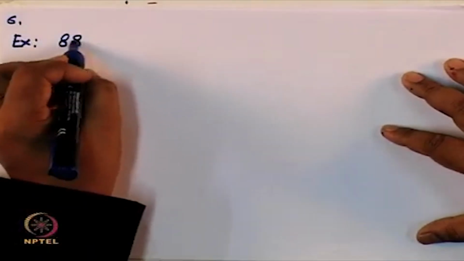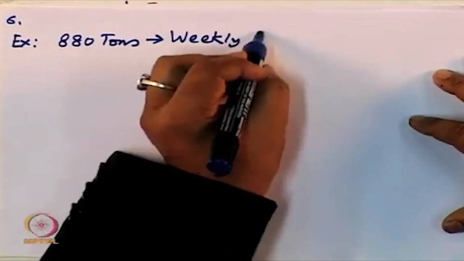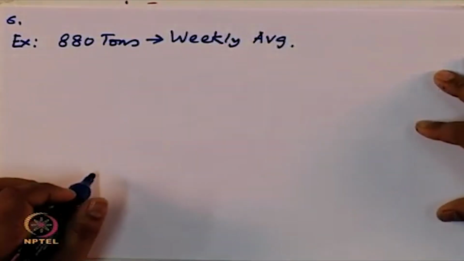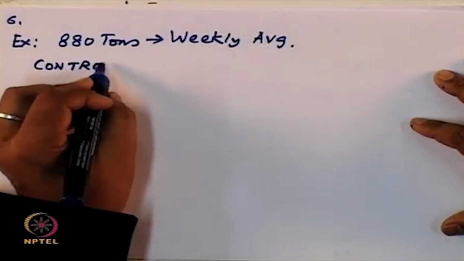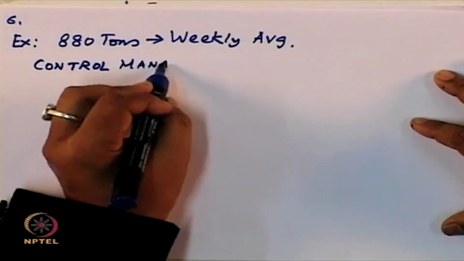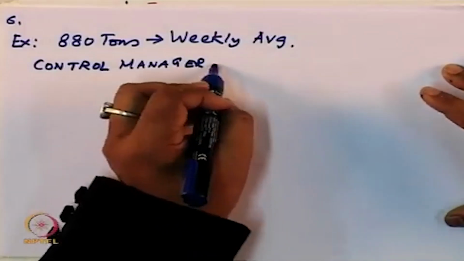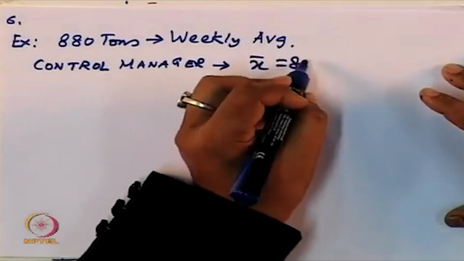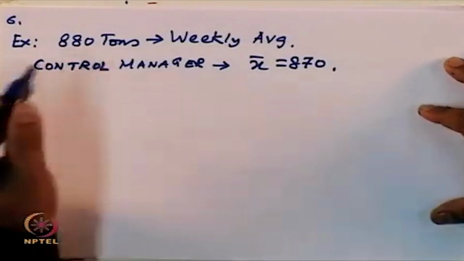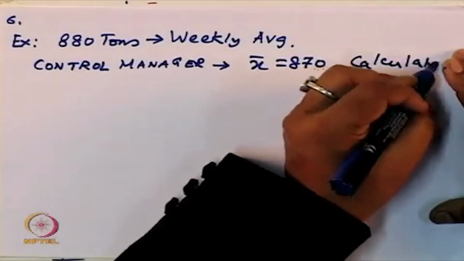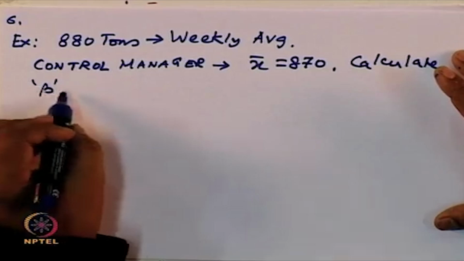Let us go back to the example where we found 880 tons was the weekly average, known earlier. Now, let us say the quality control manager does the statistics and finds that x bar equal to 870. We want to calculate beta for this case.